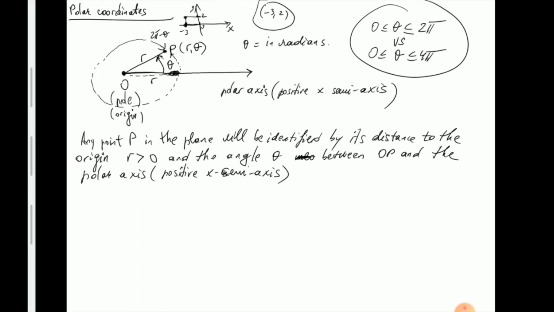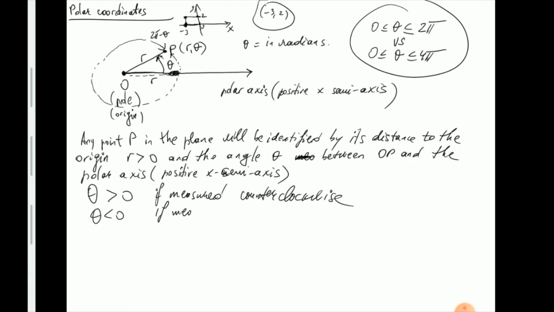And finally, I forgot to mention in writing here what we mean by negative theta. Again, although you know that from trigonometry probably. So by convention, theta is positive if measured counterclockwise, and theta is negative if measured clockwise. We're going to go over examples immediately on the next page.